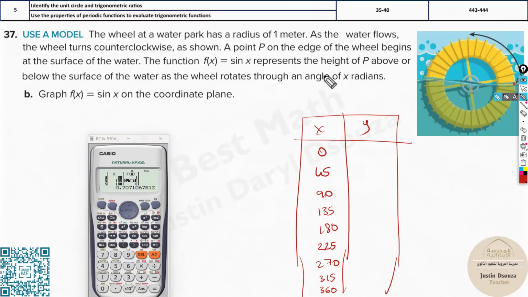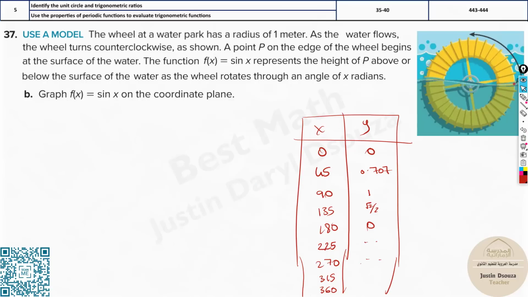See this one. At 0, it's 0. At 45, it's 0.707. It's basically root 2 by 2. And at 90, it's 1. Again, it's root 2 by 2. And then over here, at 180, again, it's 0. Then again, root 2 by 2, 1, and so on. So these are the values.